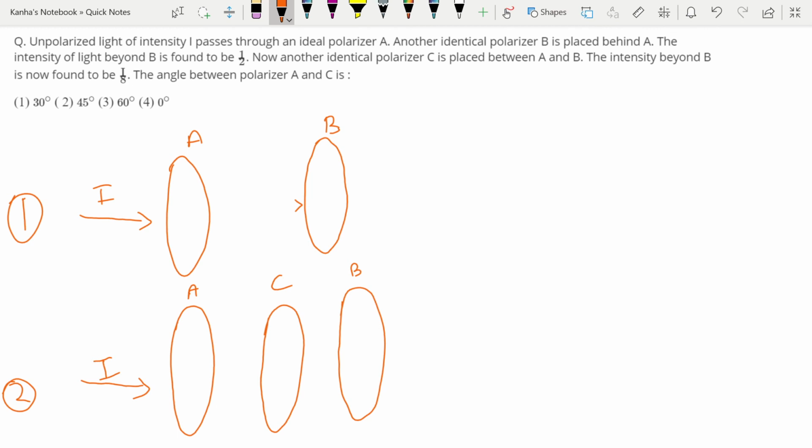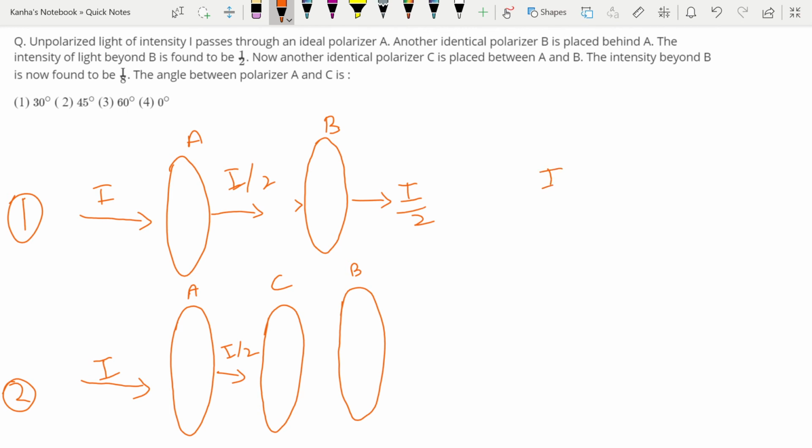So the first concept that you'll use is whenever an unpolarized light goes into any polarizer, its value will become half of its original value. So we see that the value here is I naught by 2, or I by 2, and here also it's I by 2. Next, in the first case it's written that the value emerging out of B is equal to I by 2.